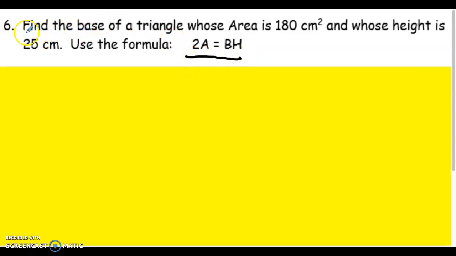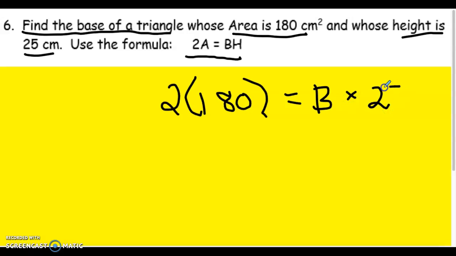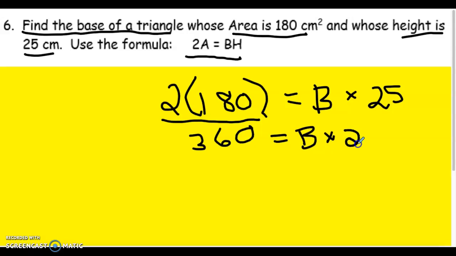Okay, number 5. I have to use this formula. I want to find the base of a triangle when the area is 180 and the height is 25. So it's 2 times the area, 2 times 180 equals, I don't know what the base is, that's what I'm trying to find, times the height, which is 25. So what I need to do is multiply 180 times 2, which is going to be 360. So I'm going to write 360 equals the base times 25. And then I'm going to divide 360 by 25.